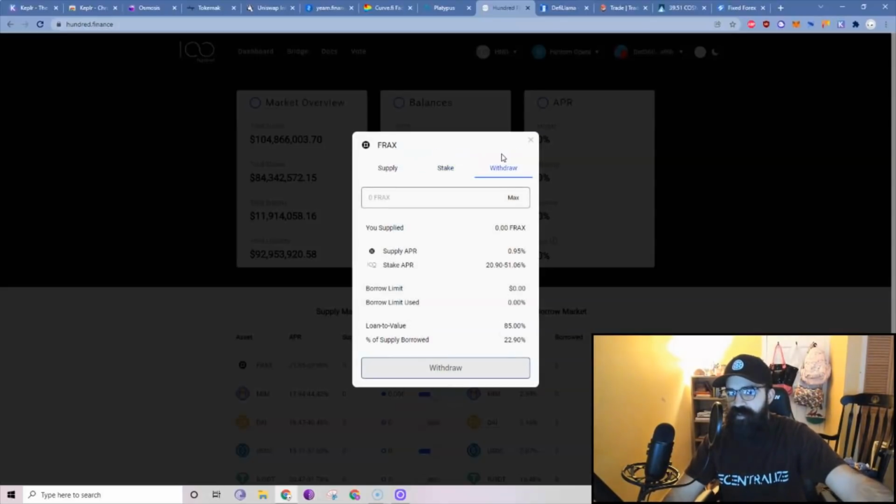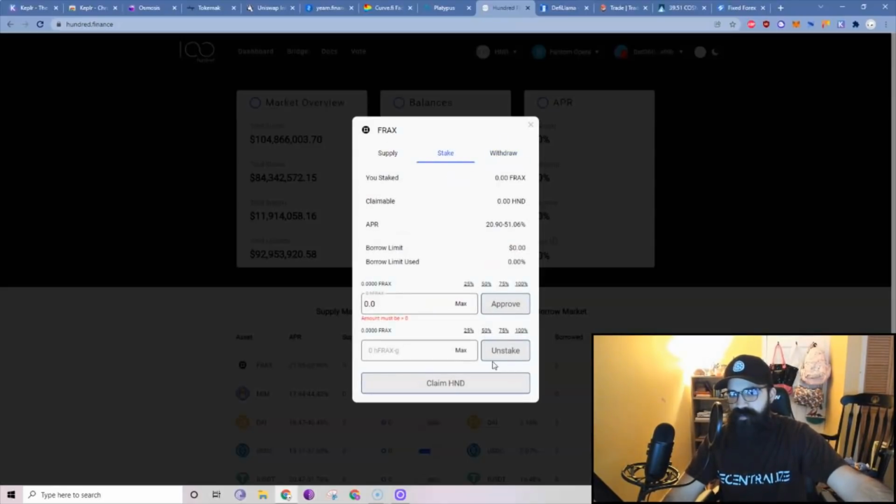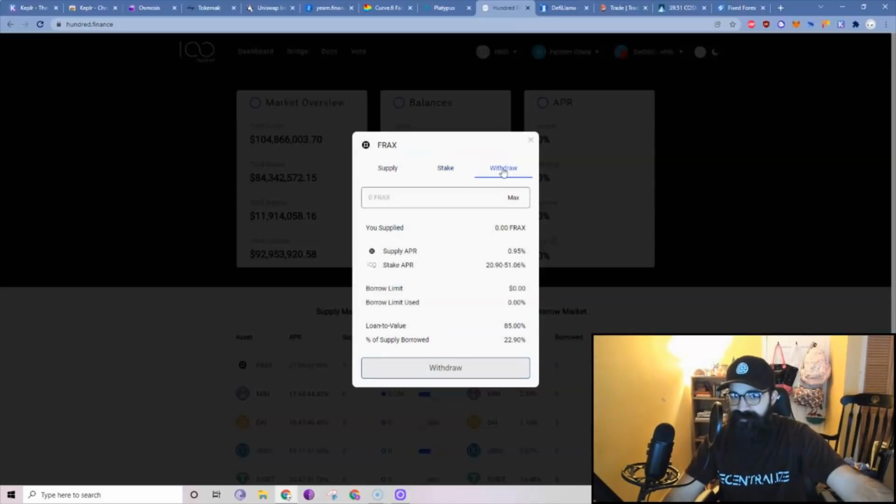First, let's talk about withdrawing. If you want to exit the strategy, just go to withdrawal, but you can't withdraw until you unstake. So first, unstake, then withdraw, and you're done. You're out. The strategy's over.